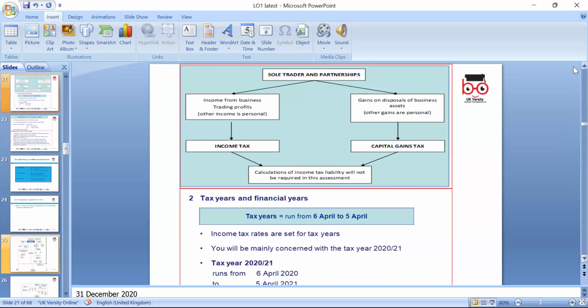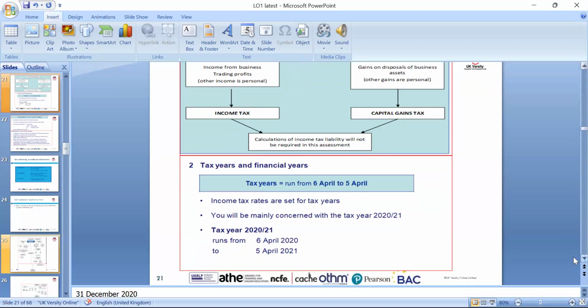So we'll look at the tax years and the financial years. Of course, the tax year runs from 6th April to 5th April. Income tax rates are set for the tax years. You will mainly be concerned with the tax year 2023/24, and the tax rate which I'm showing you is from the Finance Act.